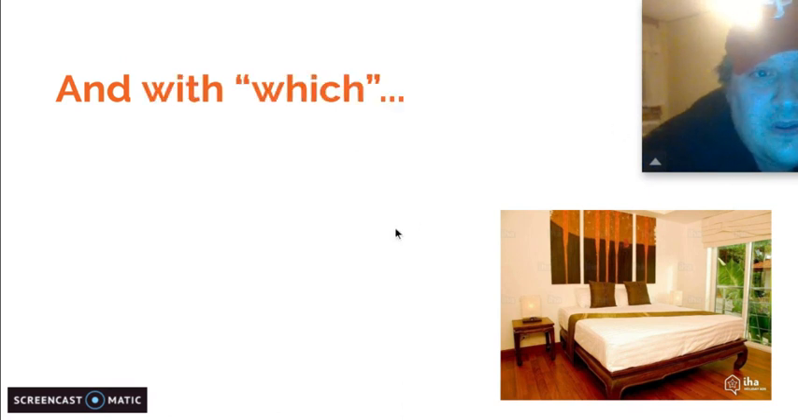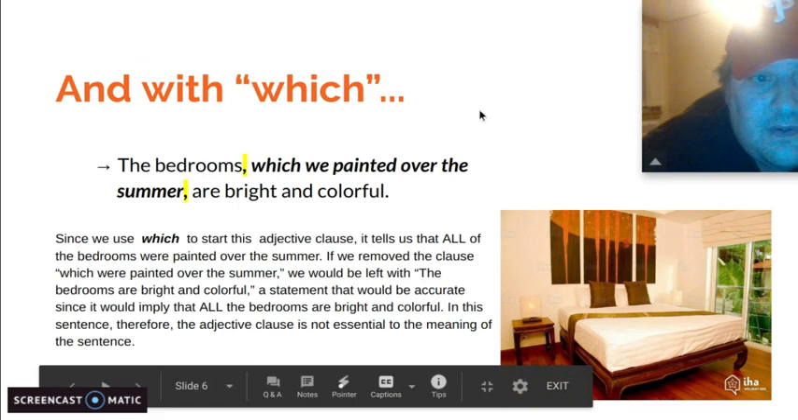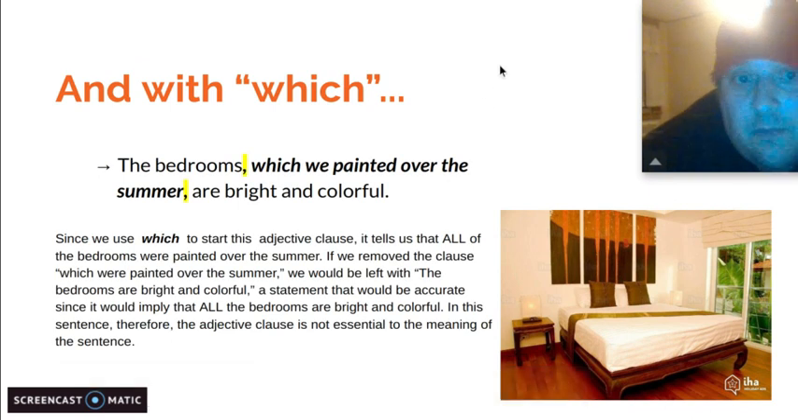Okay. So if we use which here, okay, the bedrooms, again with commas, which we painted over the summer, are bright and colorful. Since we use which to start this adjective clause, it tells us that all of the bedrooms were painted over the summer. If we remove the clause, which were painted over the summer, we would be left with the bedrooms are bright and colorful. And this would be accurate since it would imply that all the bedrooms are bright and colorful. In this sentence, therefore, the adjective clause is not essential to the meaning of the sentence. This is our whiskey, non-essential.